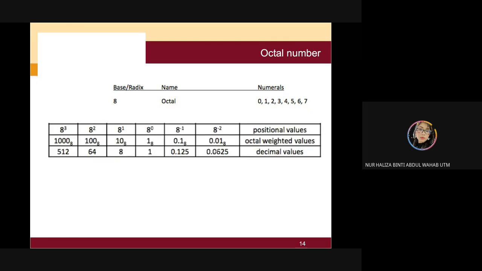Now this is a similar thing, where you will have 8 to the power of 0, 8 to the power of 1, 8 to the power of 2, 8 to the power of 3, etc. And this is in terms of the weighted value, and this is the decimal value.